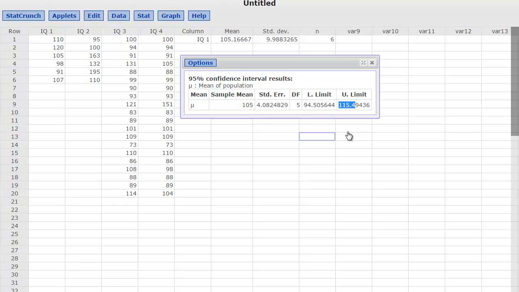Might want to round that to the nearest whole integer, but I'm going to leave this up here for the Q1. So the mean of my population is going to be between 95 and 115. All right.